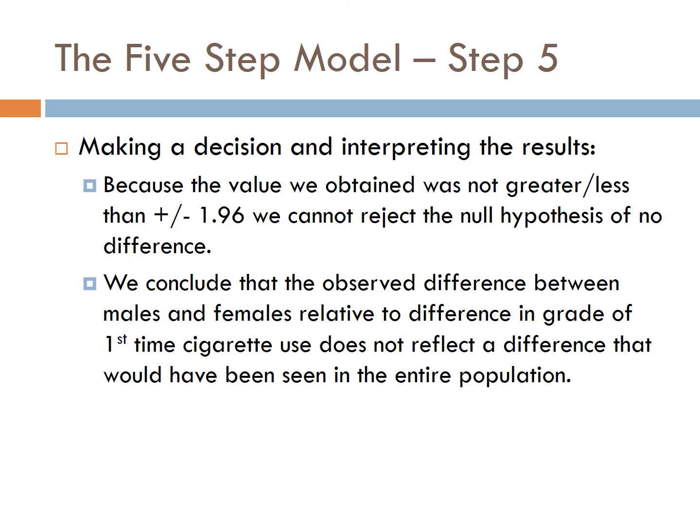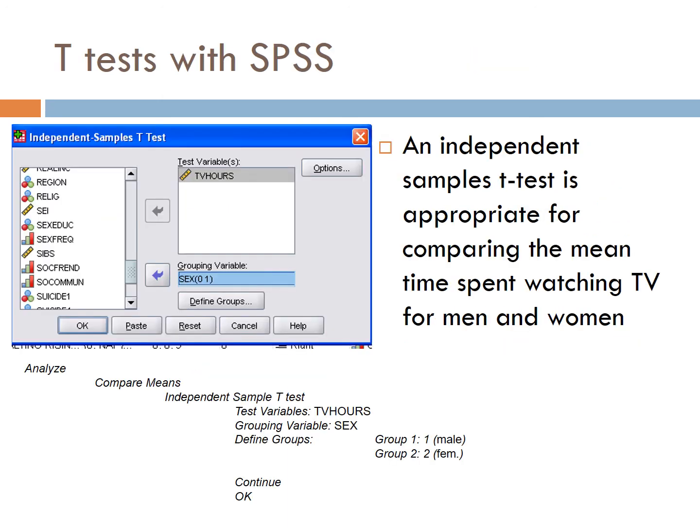So now you can calculate, for example, for the final exam, alcohol and marijuana, and tell me whether it's statistically significant or not. So how to do a test with SPSS. An independent sample t-test is appropriate for comparing the mean time spent watching TV for men and women, which is a similar example that you'll be doing in a future class.